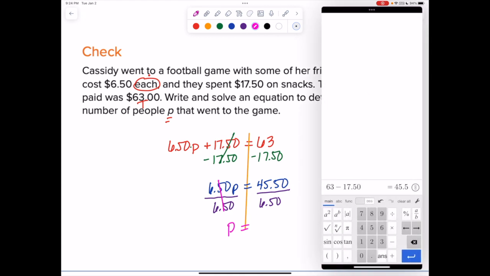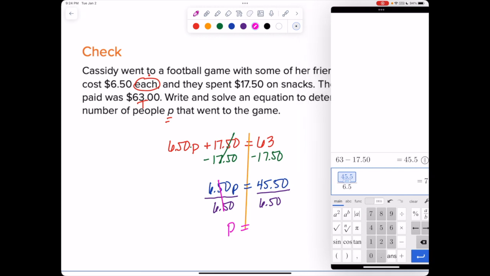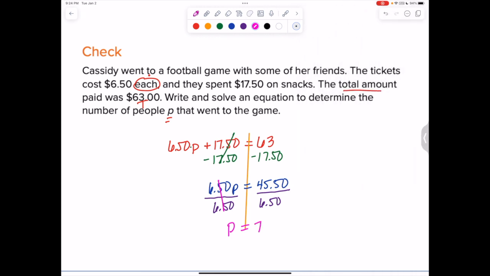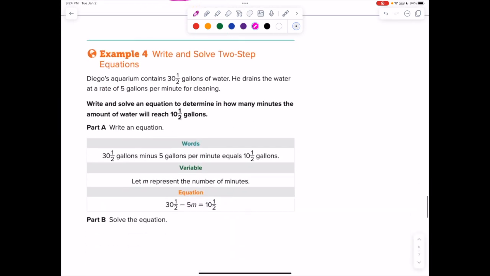I'm going to hit enter, and then I can hit answer, divided by 6.5. That's how you would do that on the Desmos calculator. And so we're left with 7 people that went to the game. And there we go. All right, example 4, and then to apply.